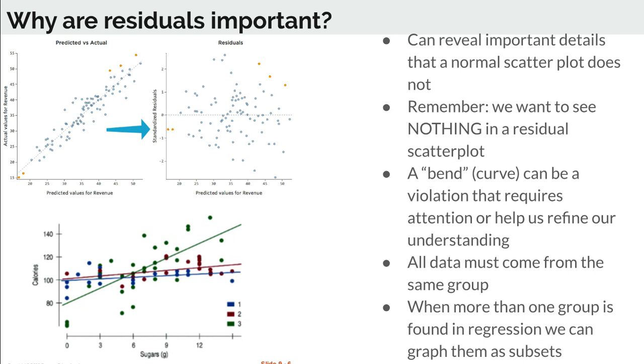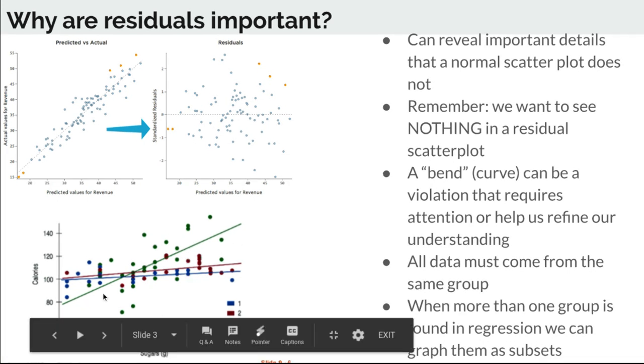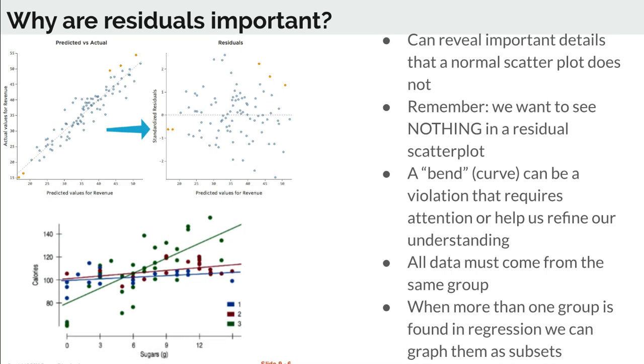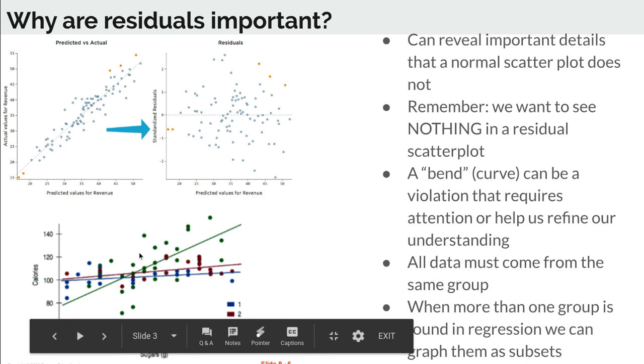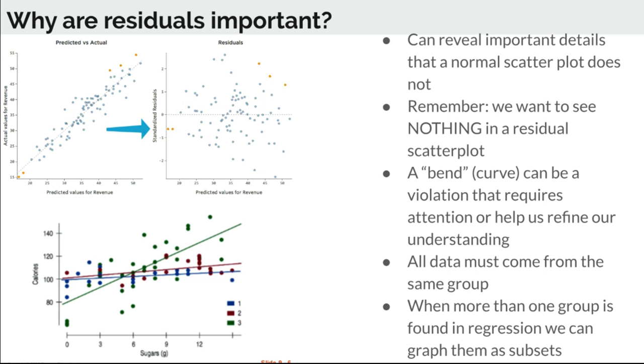When more than one group is found in a regression, we can graph them as subsets. Over here on the bottom left, you can see these are different subsets. They're talking about sugar and calories in cereals. Here's all of them together, but then these different lines represent the different shelves at the store, because each shelf has a different amount. So you would need to group these as subsets.